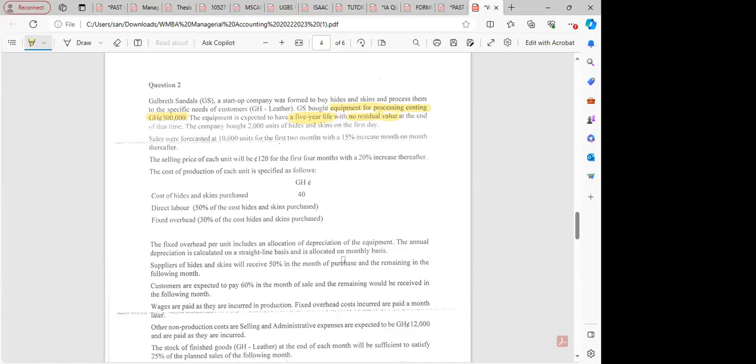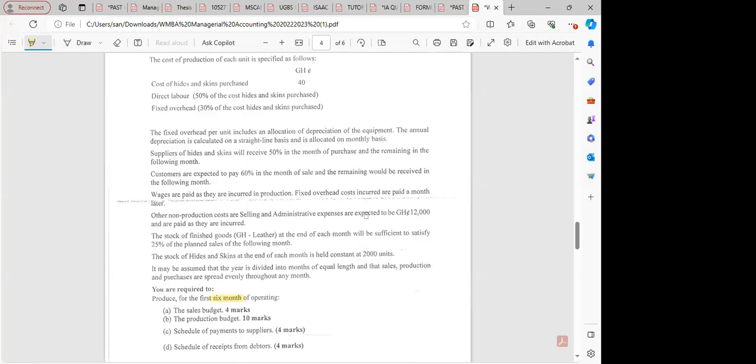The following month, we're telling you the credit policies that are given to you. Customers pay 60% in the month of sale, and then the remaining customers pay the following month. Wages are paid as they are incurred in production. Fixed overhead costs incurred are paid later. Still, all these are policy elements. All right. Other non-production costs, selling and administrative expenses, are expected to be 12,000 and are paid as they are incurred.